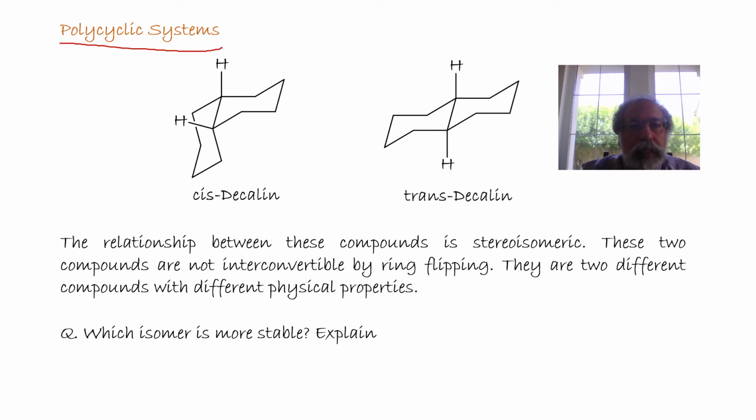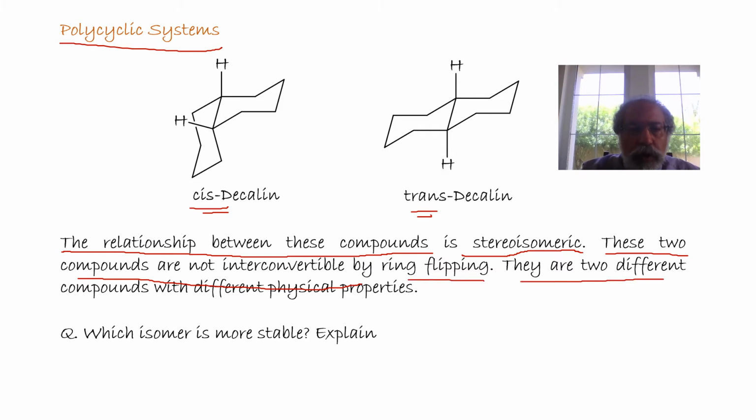Polycyclic systems like cis-decalin and trans-decalin have two 6-member rings linked or fused together. The relation between these compounds is stereoisomeric. They are stereoisomers. These two compounds are not interconvertible by ring flipping. They are two different compounds with different physical properties. Which isomer is more stable, and explain?